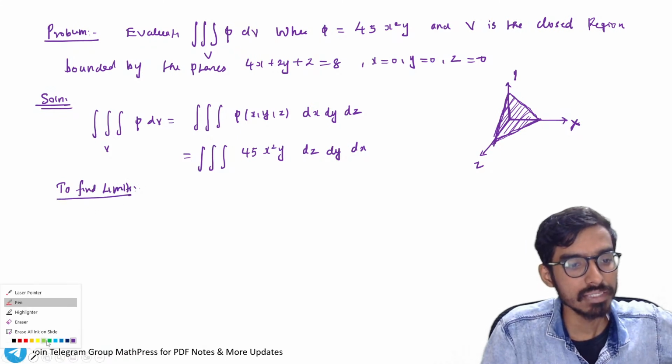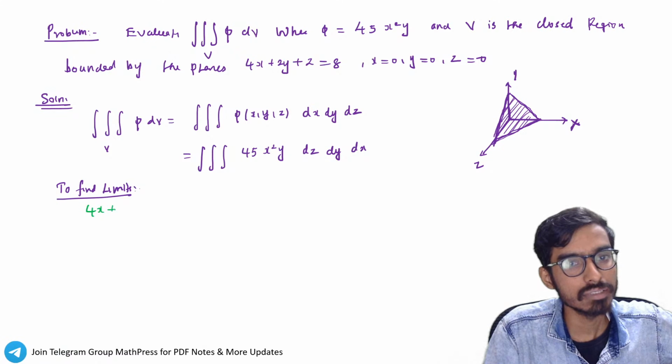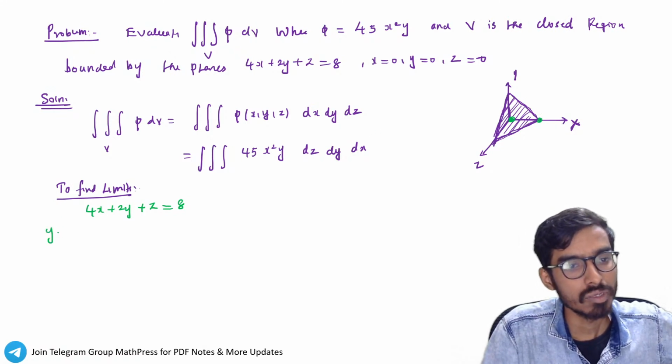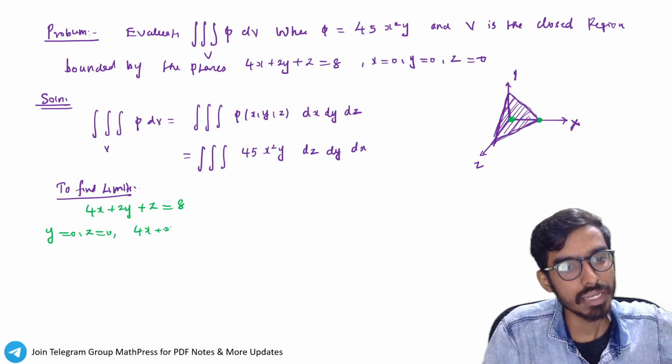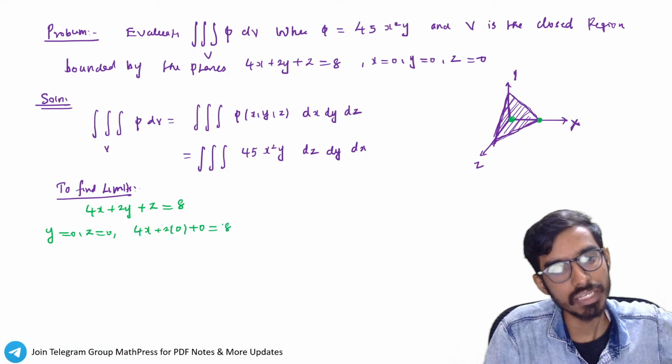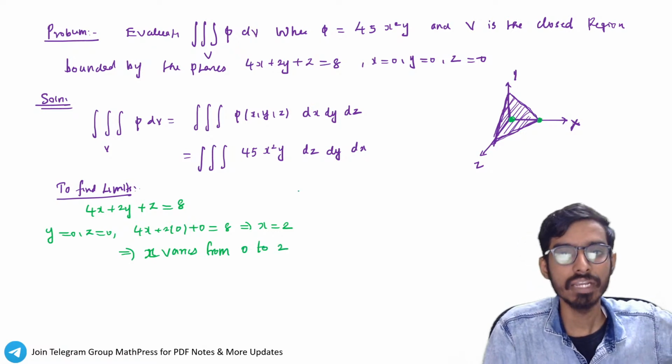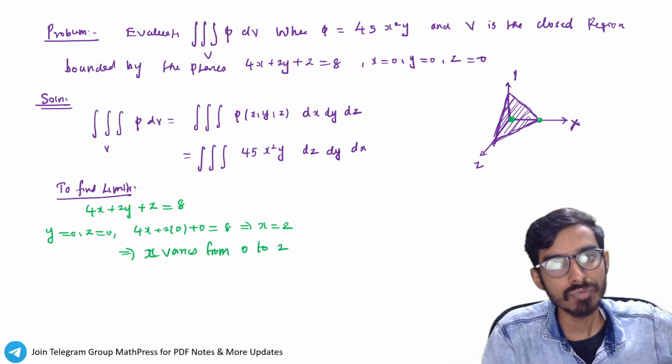see here, what is the plane? It is 4x plus 2y plus z is equal to 8, right? Let us find x in terms of a number. We already know x is 0. To find the other end, you put y equal to 0, z equal to 0. So 4x plus 2 into 0 plus 0 is equal to 8. This means x is equal to 2. That means x varies from 0 to 2, right? Because it starts with 0. So x varies from 0 to 2.